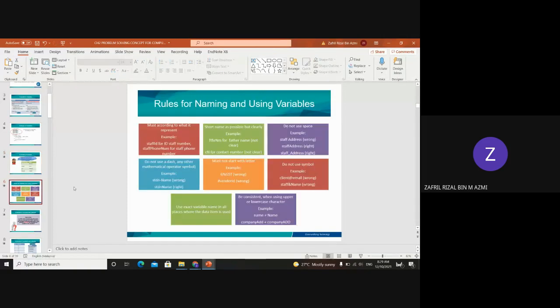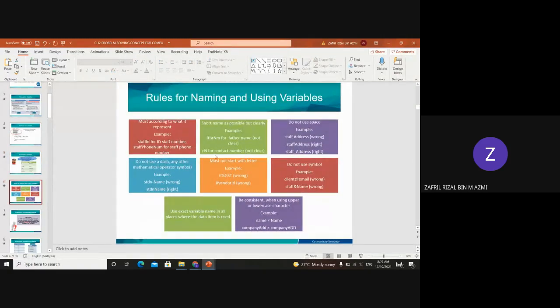So these are the rules that you need to follow. First, the name must be according to what it represents, as I explained. For example, if you want to store the staff ID number, use staff ID or staff underscore ID.